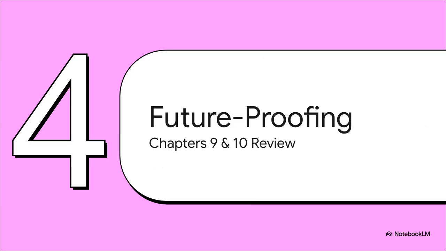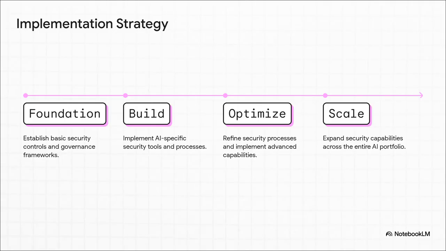Okay, on to our final section, implementation and future-proofing. In the last 2 chapters, 9 and 10, we started looking toward the future. It was all about how to actually implement this stuff in the real world. And, this is so important, how to make sure your fortress can handle not just today's attacks, but whatever's coming next. You learned in Chapter 9 that, hey, Rome wasn't built in a day, and neither is your AI fortress.